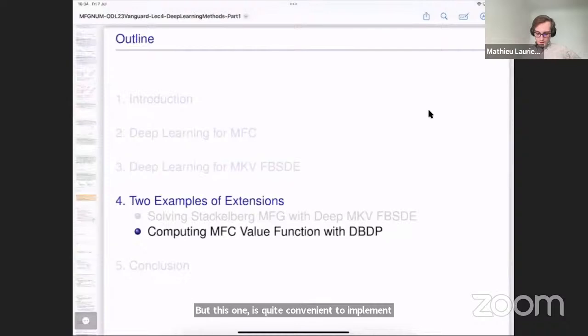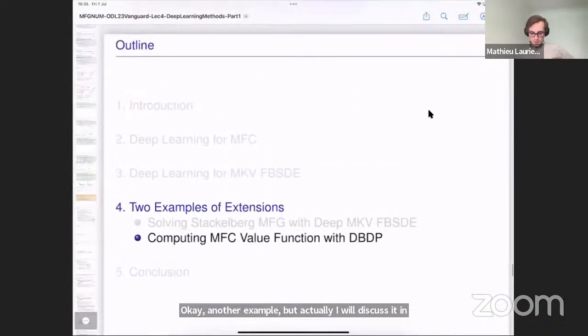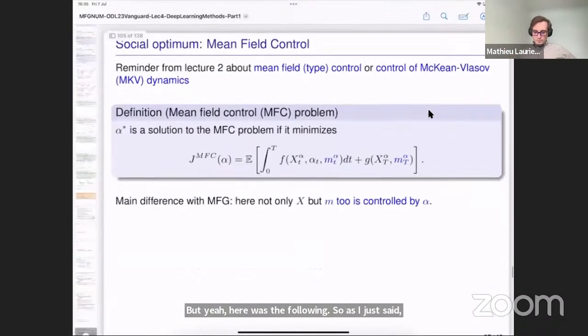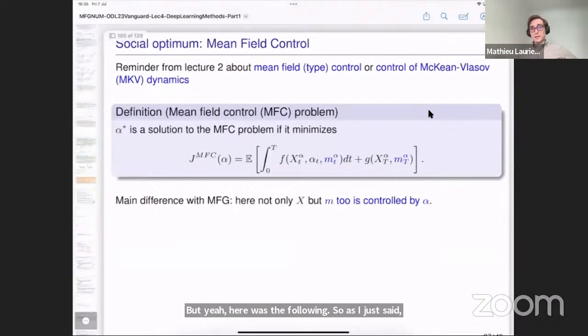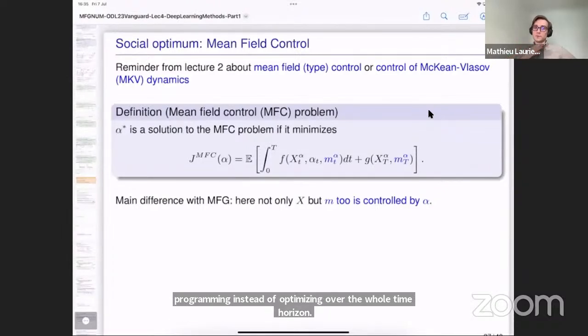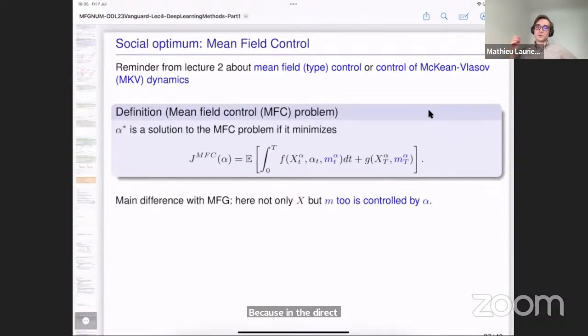Okay, another example, but actually I will discuss it in the next slide deck in more detail. But the idea was the following. As I just said, there are other algorithms, and one of them consists in using dynamic programming instead of optimizing over the whole time horizon. Because in the direct approach, you optimize over the whole time horizon. So you parameterize your control, and then you tune it to minimize the cost on the whole time horizon.